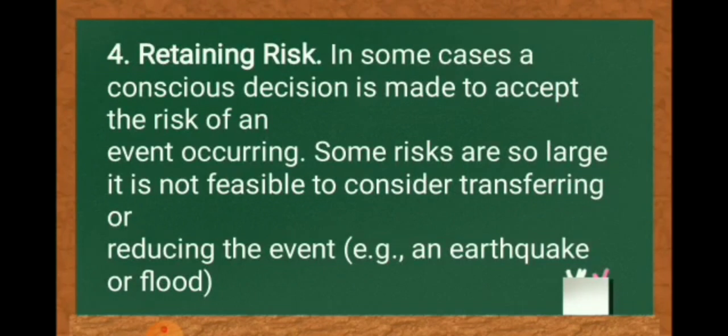Number four, retaining risk. In some cases, a conscious decision is made to accept the risk of an event occurring. Some risks are so large it is not feasible to consider transferring or reducing the event. Example, an earthquake or flood.